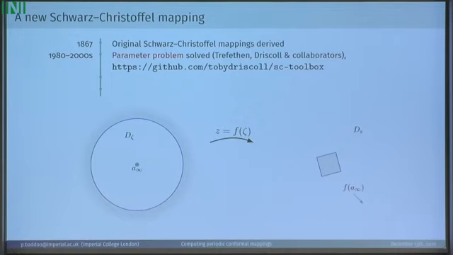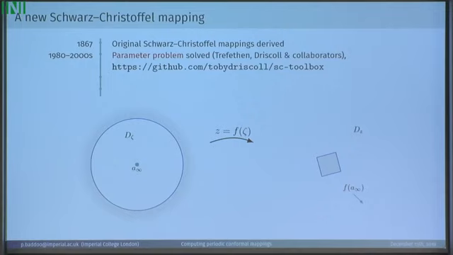And Nick Trefethen and Tobin Driscoll and many other collaborators worked for quite a while on this parameter problem and developed a range of numerical techniques, which are now compressed into the Schwarz-Christoffel Toolbox, which you can download into MATLAB, and then you can compute the mapping for a polygon with hundreds of sides very quickly.